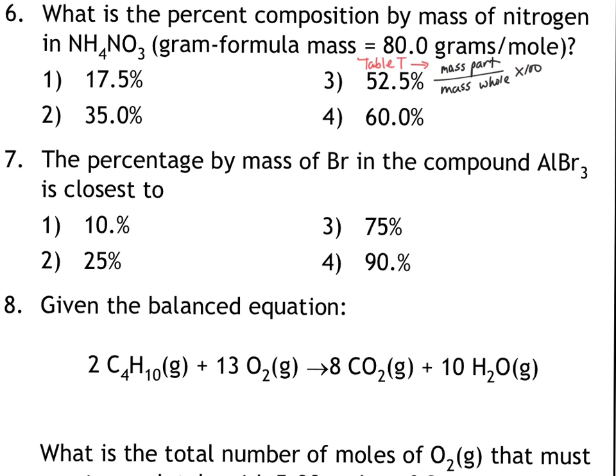So the mass of the part is going to be the mass of all of the nitrogens, which in this case is going to be 1 mole and 2 moles of nitrogen. And I know that nitrogen is 14 grams per mole, so I'll multiply that by 2 to get 28 grams. And that's the mass of the part, but I need to divide this by the mass of the whole. They said that the whole thing was 80 grams per mole, so I'll just put an 80 down here, and then I'll multiply that by 100, and my final answer is 35%. So best answer is choice 2.